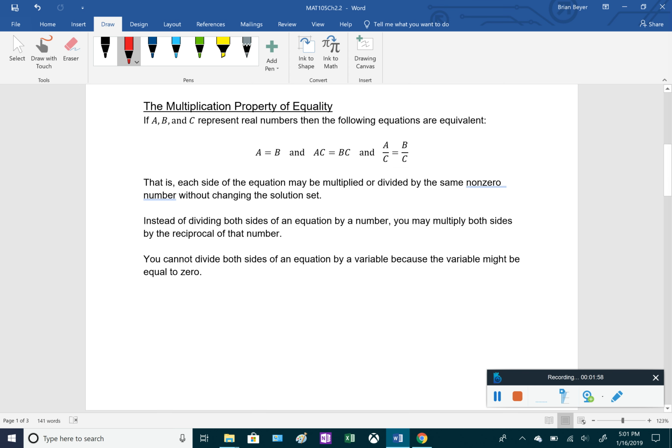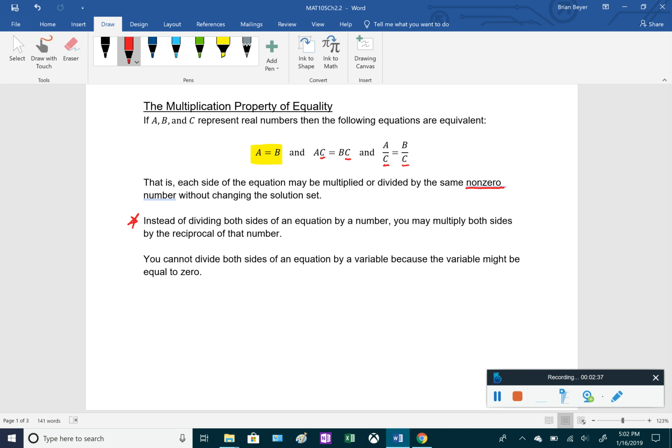Okay, so that takes us to the multiplication property of equality. So this property says if we have an equation, a equals b, so just something equals something, what we could do is we could multiply c, some other number, to both sides of the equation, and that won't change it. Or we can divide c on both sides of the equation, and that won't change it. They do have to be non-zero though.